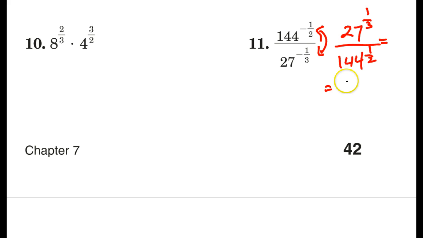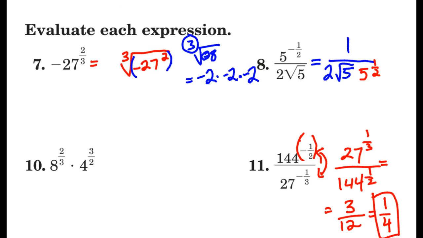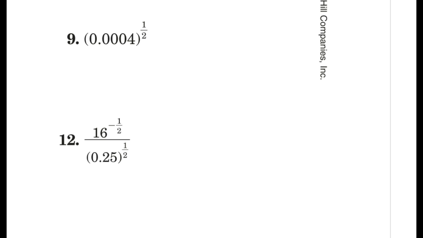Yeah, cube root of 27 is 3. What's the square root of 144? 12. So this equals 1/4. Again, feel free to use calculators to verify things. You can actually put 144 to the negative 1/2 in your calculator. It'll give you the decimal that 1/12 equals, since we moved it to the bottom. But use parentheses on that exponent so it works correctly. Okay, good. Anything else?